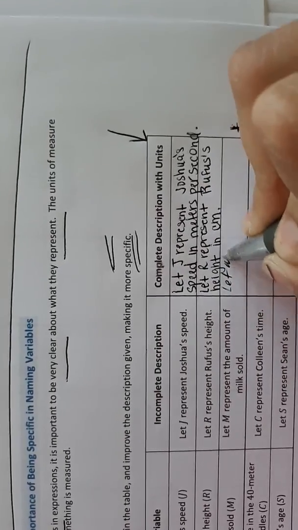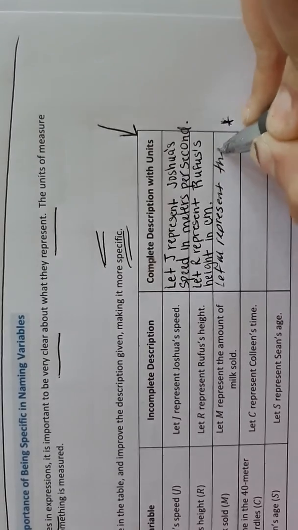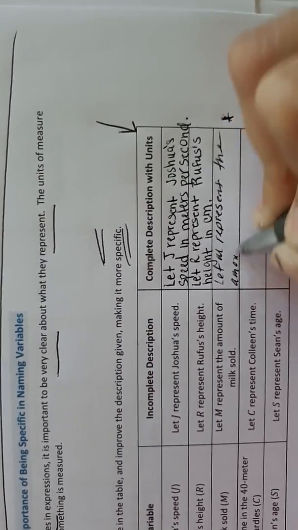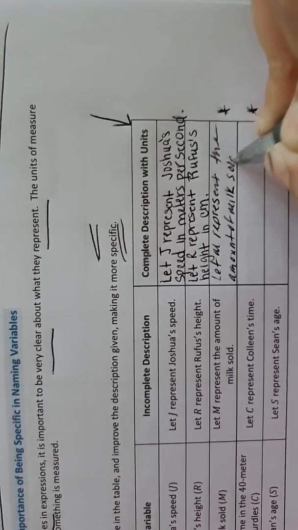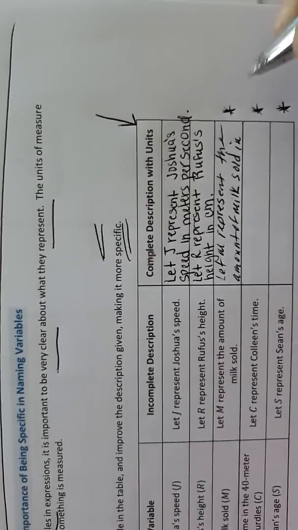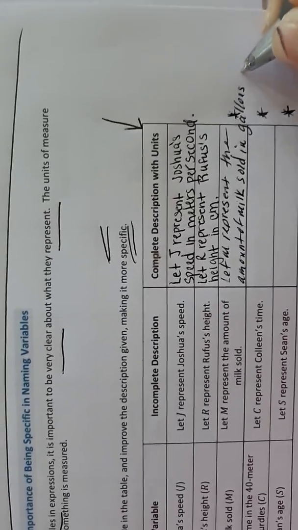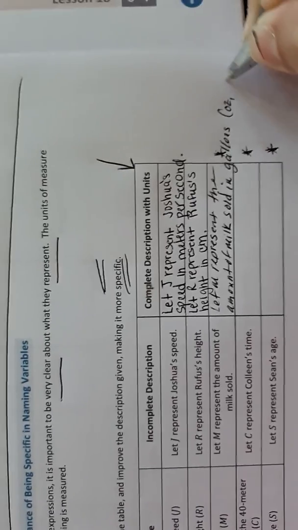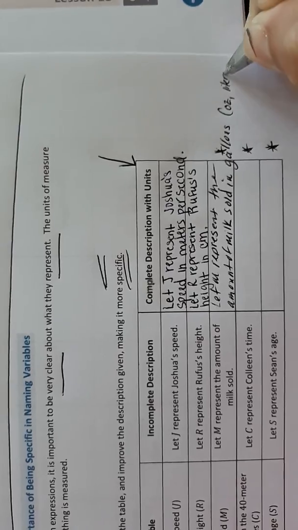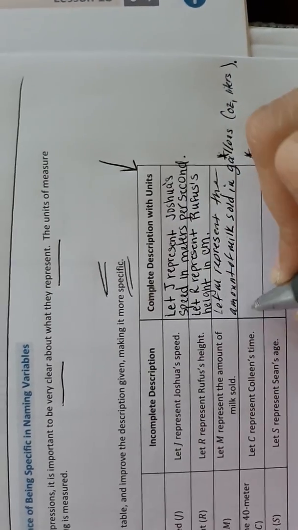So let M represent the amount of milk sold in, well, if I go to the grocery store, I will see gallons. You could also have ounces. You could have liters. Okay, all those would be okay to write. And there's a couple more you could too. Let's see.